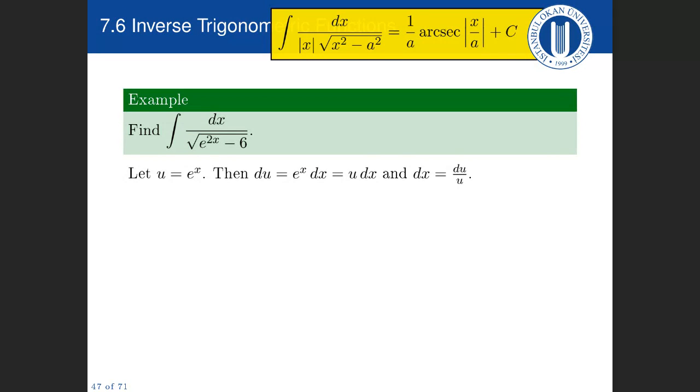For this example, again, we're going to need to do a substitution. We're going to let u be e to the power x. And then du is e to the power x dx, or u dx. And then we have that dx is du over u.